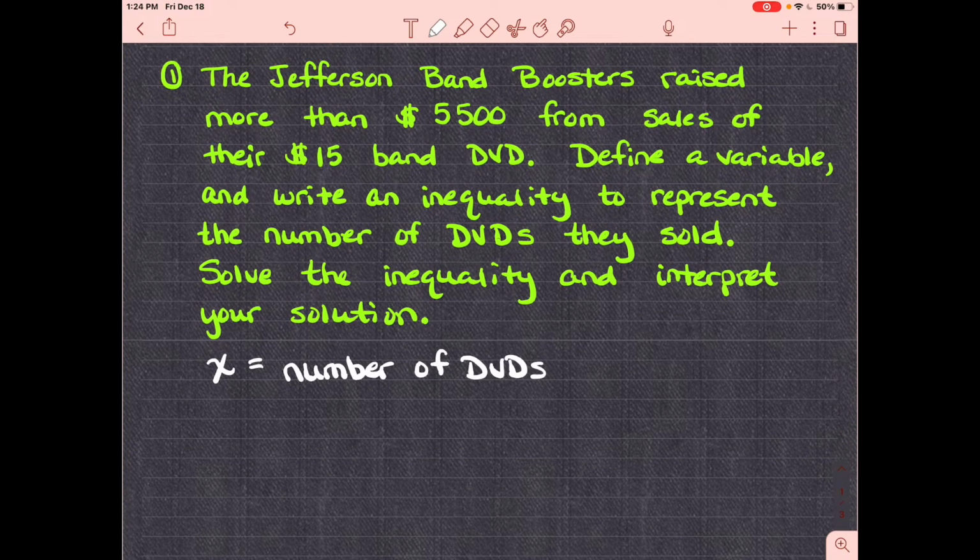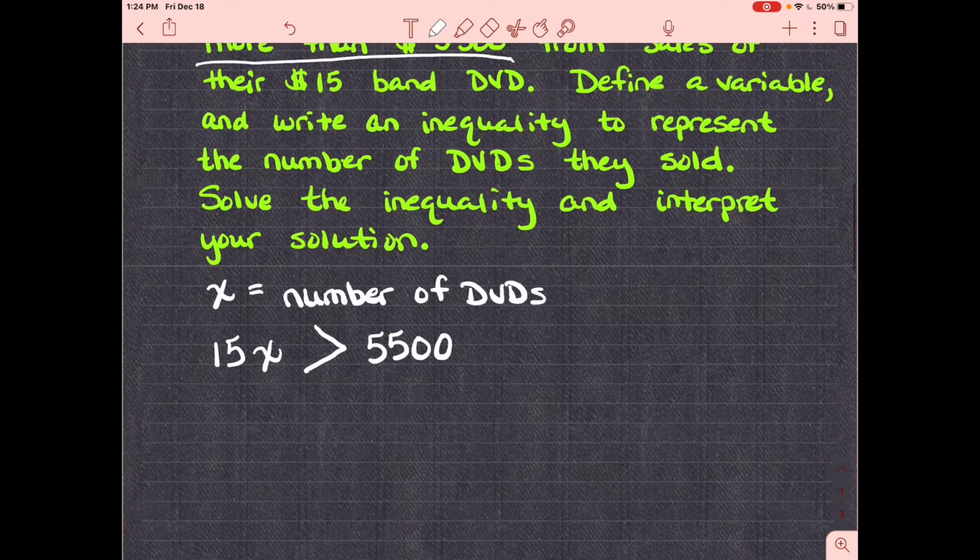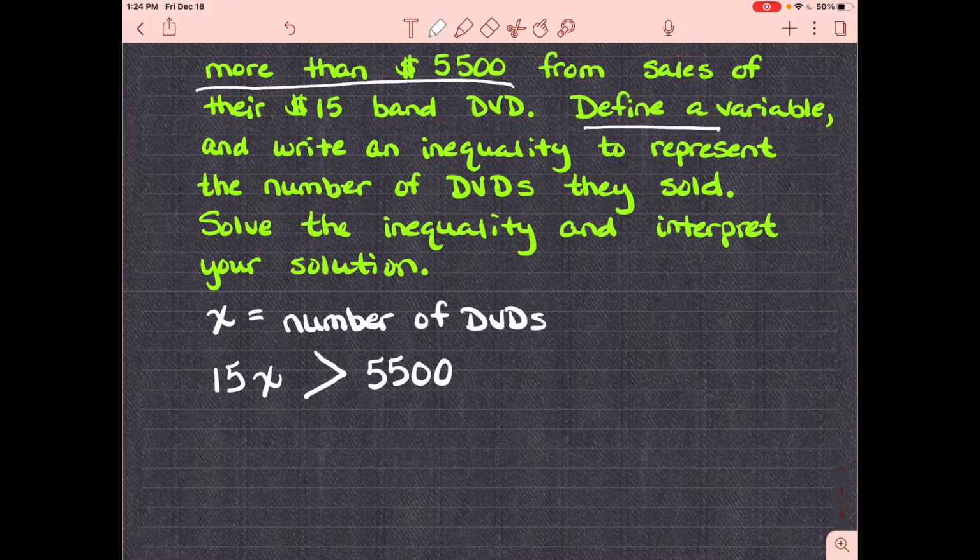And we know that when we sell DVDs, they cost $15 each. So we're going to multiply 15 times the number of DVDs, and then that will tell us exactly how much money we make in our fundraiser. But we know that the Jefferson Band Boosters raised more than $5,500. So we know that this money, 15 times X number of DVDs, is going to be more than $5,500. So we say 15x is greater than $5,500. All right, we did this, and we need to do this.